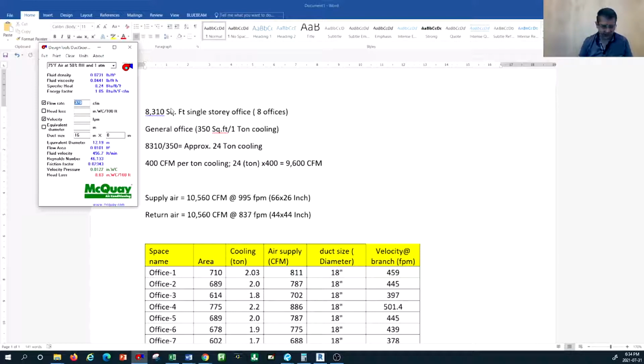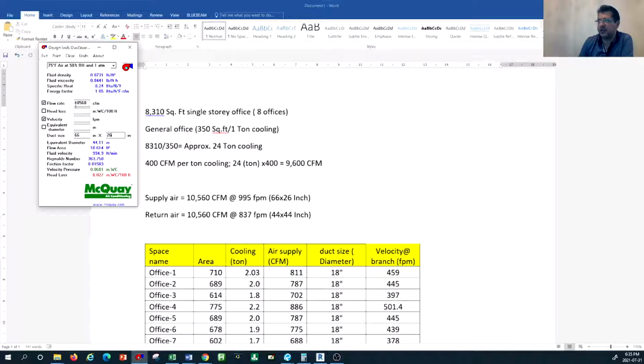And let's give it a try here, 10,560. And then on the duct sizing, I used 66 inch by 26 inch. And as you can see, our fluid velocity or air velocity is in the range of 995, which I have here. So as you can see, it matches.